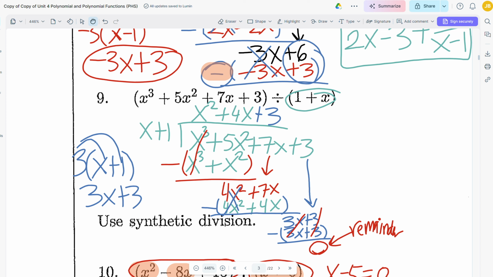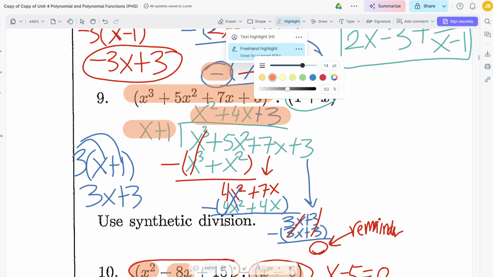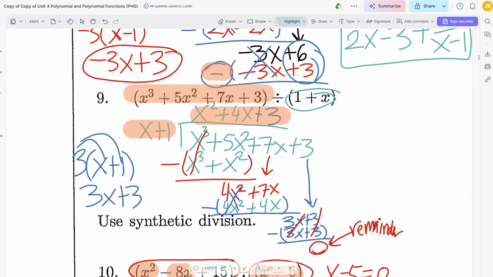And again, let's remind ourselves what this tells us. It tells us that x plus 1 is a factor of this big polynomial, excuse me. This also tells us that x squared plus 4x, let's do that in a different color, tells us that x squared plus 4x times x plus 1 would give us a result of x to the power of 3 plus 5x squared plus 7x plus 3. Okay?